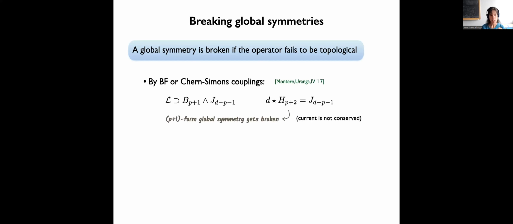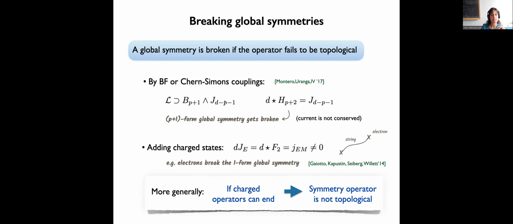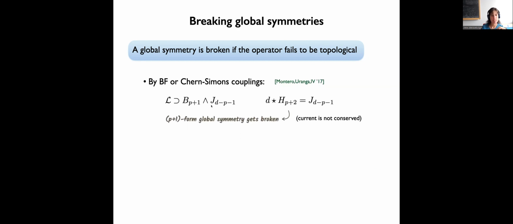Now, what about breaking? A global symmetry is broken if the operator fails to be topological. At least in string theory, we know two ways in which this typically happens. Either we have some coupling, some BF or Chern-Simons coupling, because the same coupling that was gauging one of the symmetries is breaking the other one. So you are introducing a new field that was gauging the previous symmetry, and you have a new (p+1)-form global symmetry that actually gets broken, at least to a discrete group, by this coupling.